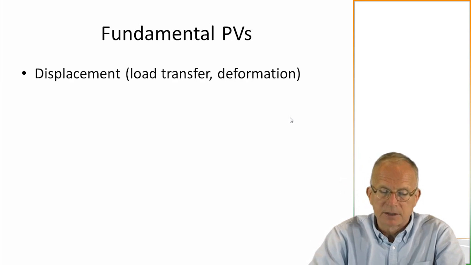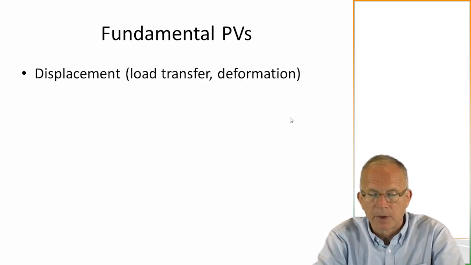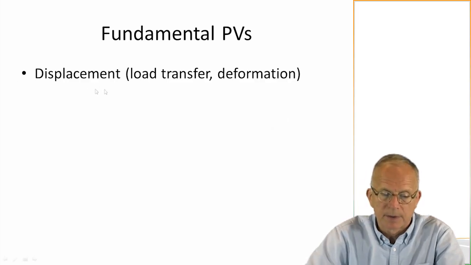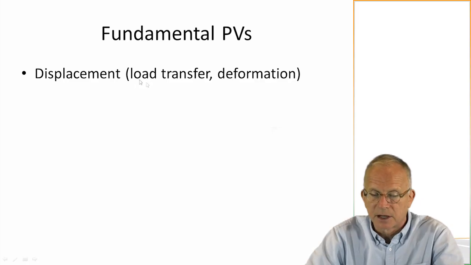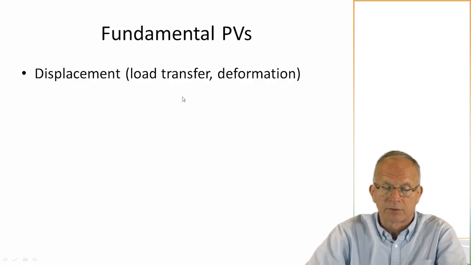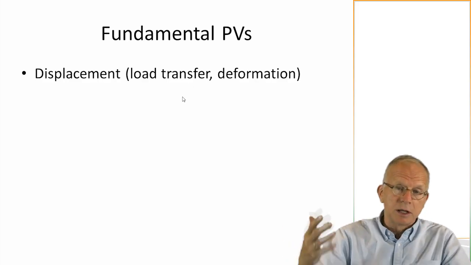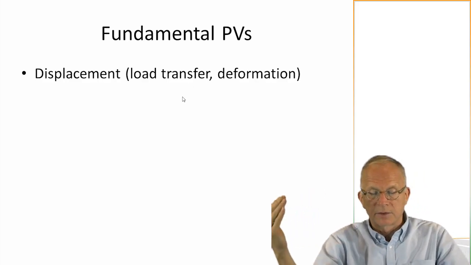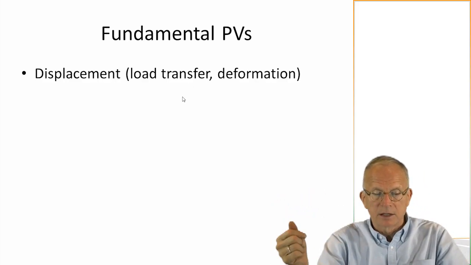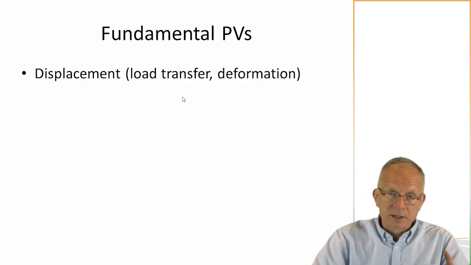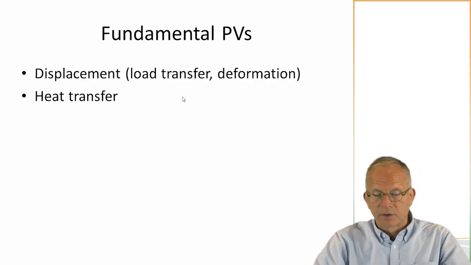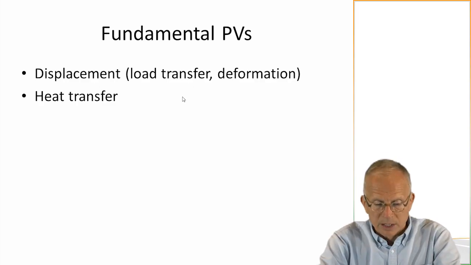Fundamental PVs. All right, so if we go all the way down to the leaf level, what kinds of things do we see in the process variables? Well, forcing some sort of displacement, some sort of deformation. And this has got to happen with some sort of load transfer. So this would be in forming, forging, but also in machining, and although it's not so obvious, we're doing this in grinding as well. One of the nice things about additive manufacturing is it's very lowly loaded.